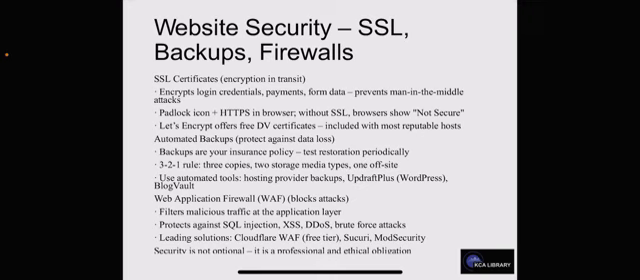And backups are your insurance policy, in the sense that you should test your restoration periodically. There is the 3-2-1 rule: 3 copies, 2 storage media types, and 1 offsite. Make sure you use automated tools, hosting provider backups, UpdraftPlus, and other products for WordPress. Let's look at the web application firewall now. The WAF filters malicious traffic at the application layer and protects against SQL injection, XSS, DDoS, and brute force attacks. A leading solution is the Cloudflare WAF.